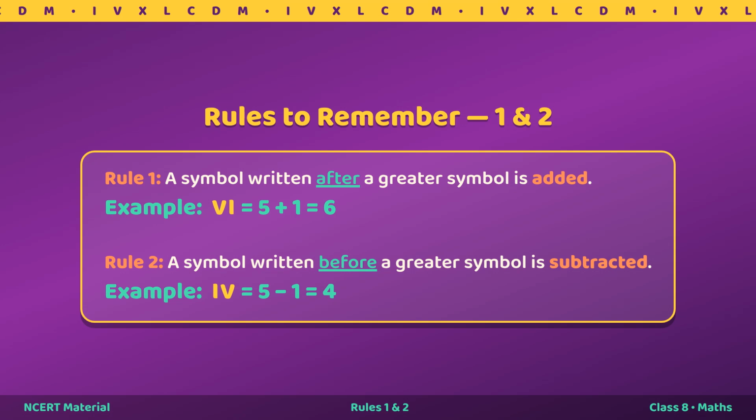Now, the rules to remember. Rule 1. A symbol written after a greater symbol is added. For example, VI. That's 5 plus 1, which is 6. Rule 2. A symbol written before a greater symbol is subtracted. For example, IV. That's 5 minus 1, which is 4. Position matters.